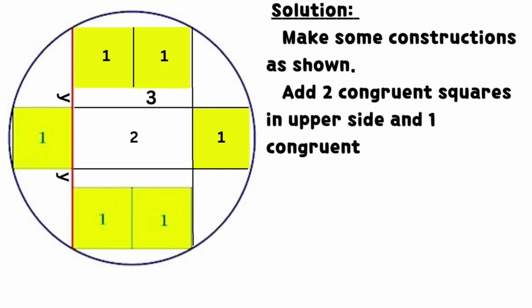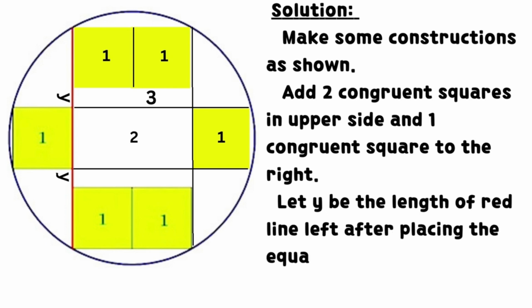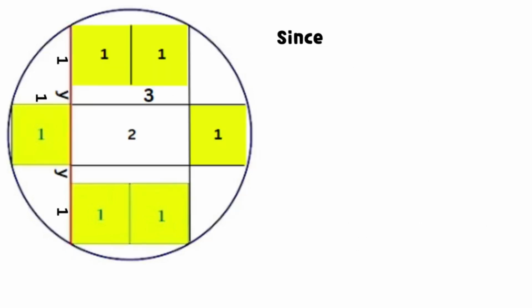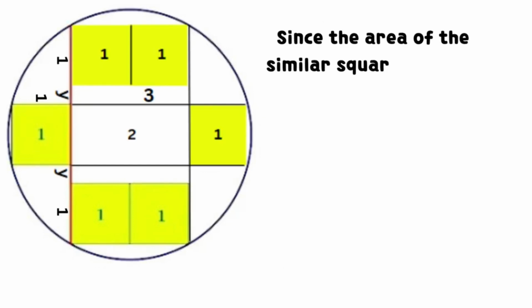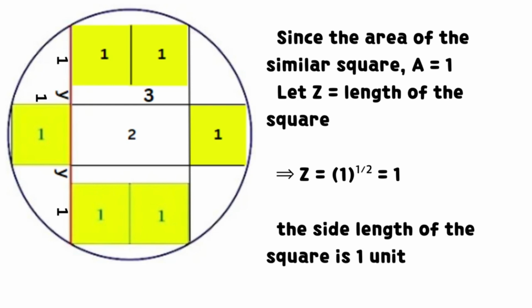Make some constructions as shown. Add 2 congruent squares on the upper side and 1 congruent square to the right. Let y be the length of the red line left after placing the equal squares at both ends. Since the area of the similar square, A, equals 1 square unit, let Z equal the length of the square. Then, Z equals the square root of 1, which equals 1.